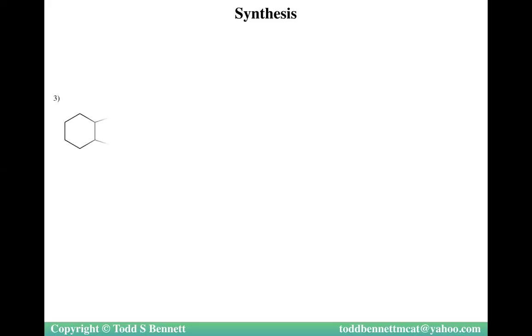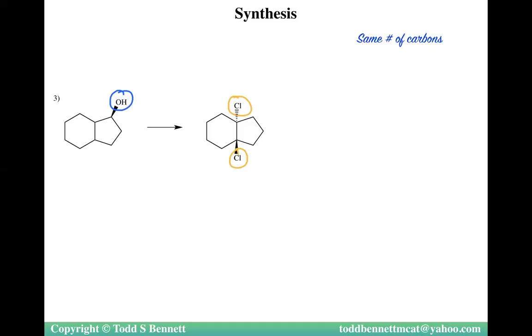Okay, third one, inventorying again: the ring structure, 6 and 5, has stayed intact. There are no alkyl substituents to worry about, but we have lost an OH. We have gained Cls in an anti fashion. Same number of carbons, same ring structure. Gained two Cls, lost an OH and an H.